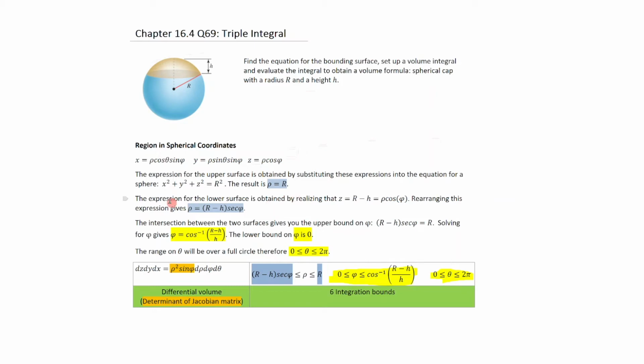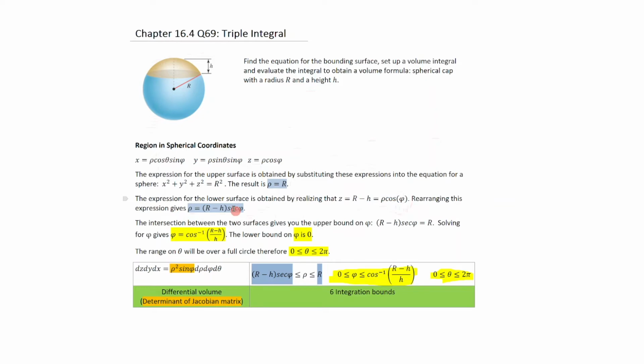If you make the substitution, you'll find that you end up with rho equals R, after some simplification. The expression for the lower surface is obtained by realizing that z equals R minus h, which is this height here, and that's equal to rho cosine phi. Don't forget the angle phi is with respect to the z-axis. Now we have this information in terms of the variables in spherical coordinates. Rearranging, we can express this as rho equals R minus h times secant phi. So now we have the upper bound for the surface and the lower bound.